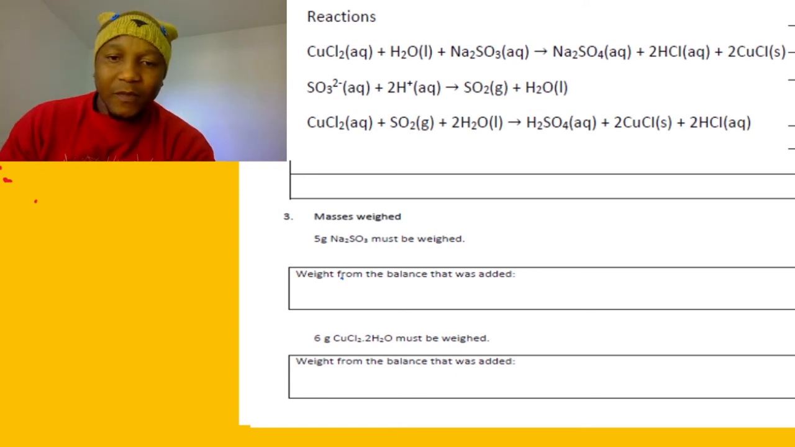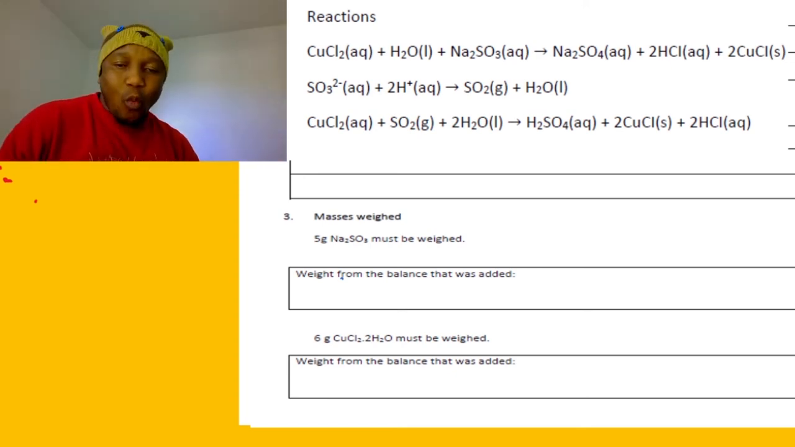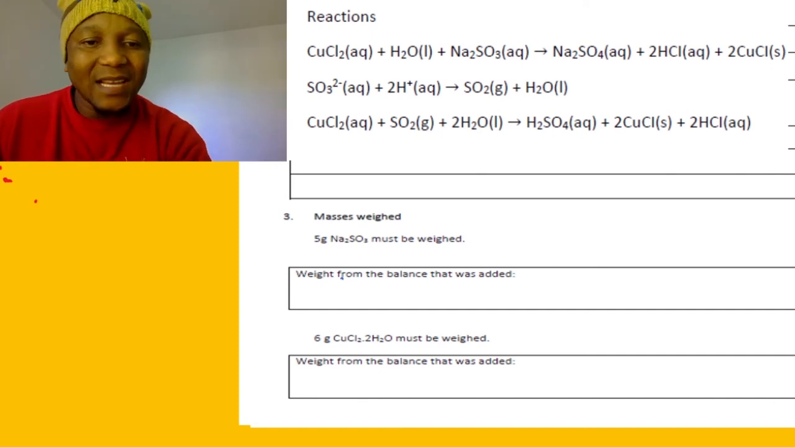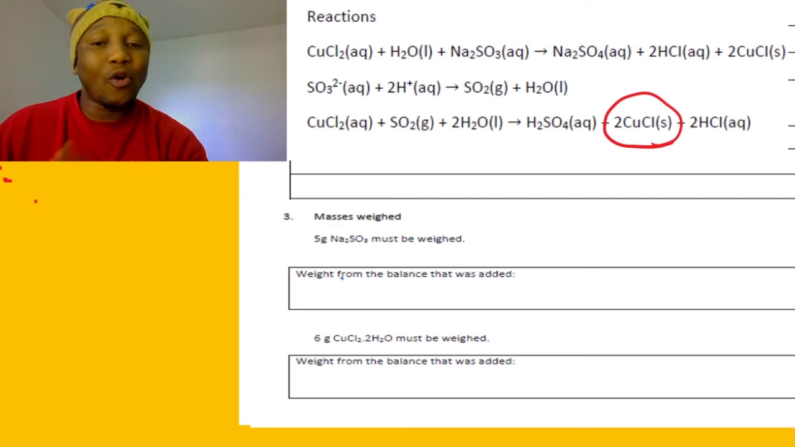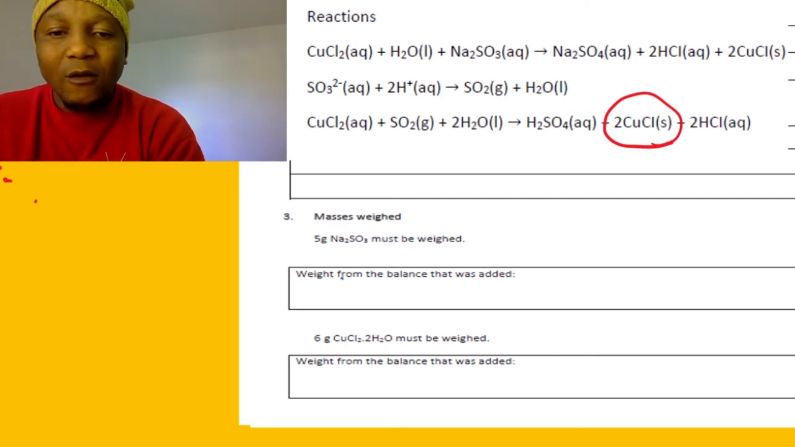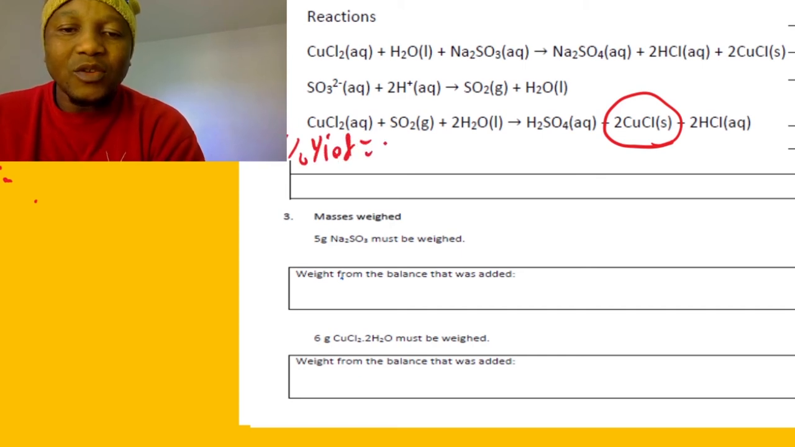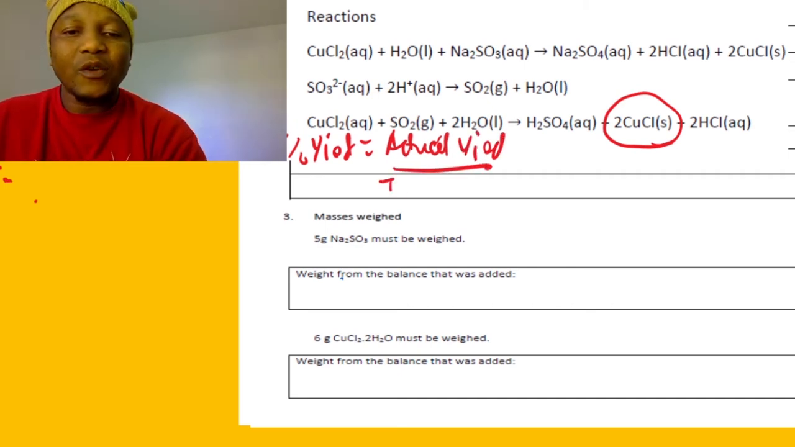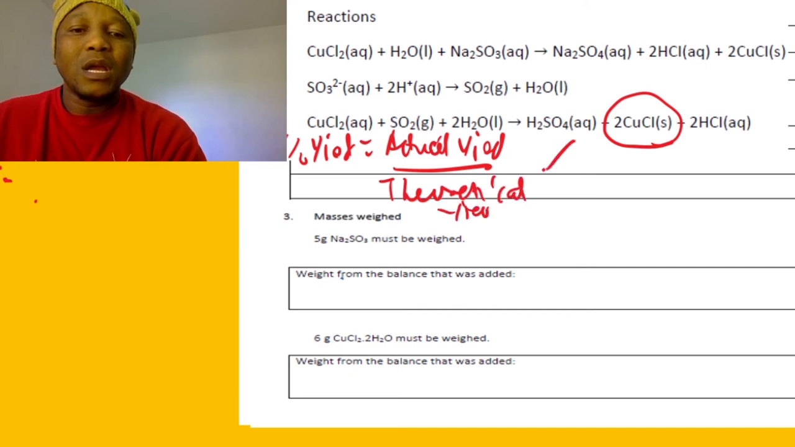So now we want to look. First and foremost, we want to know what we want to find. We want to find copper chloride, because this is what we collected in this case. Copper chloride, percentage yield. So we're going to say here, percentage yield equals the actual yield divided by the theoretical yield, and then multiplied by 100%. Now we go.